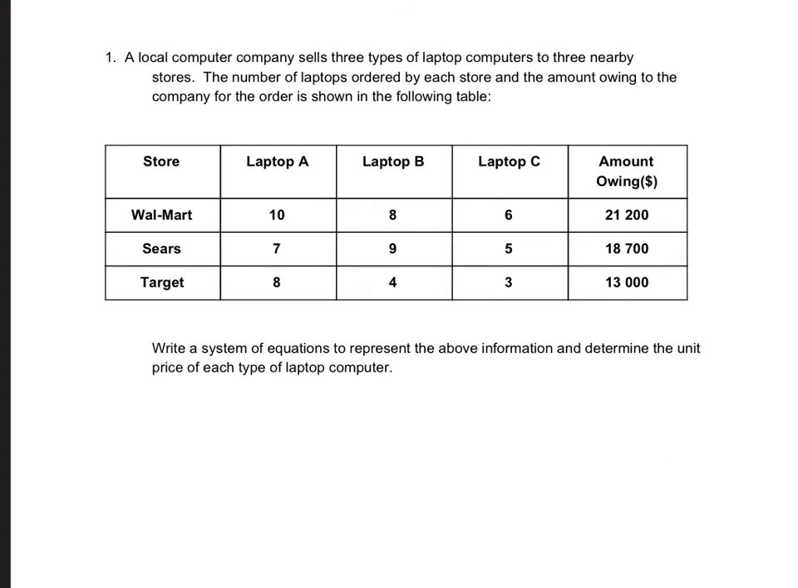So this time, because we have 3 different types, we're going to need 3 different variables. Now, I could use X, Y, and Z. I'm going to use A, B, and C since those are letters already, and they're the types of laptop. So A is the unit price of A. B is the unit price of B, and C is the unit price of C.